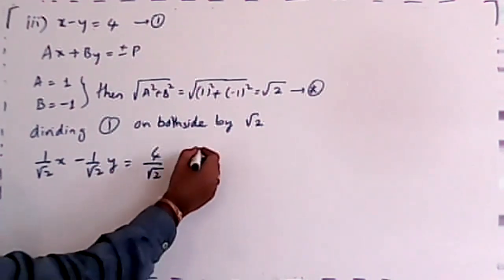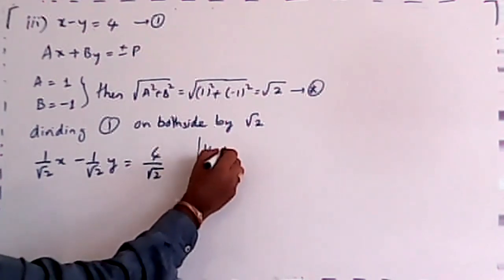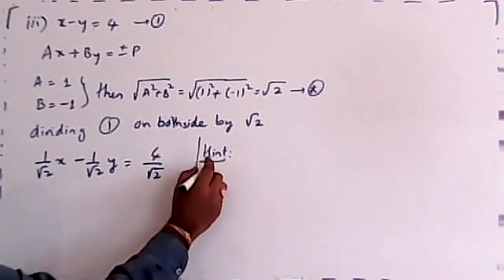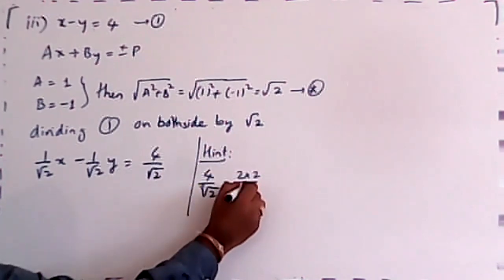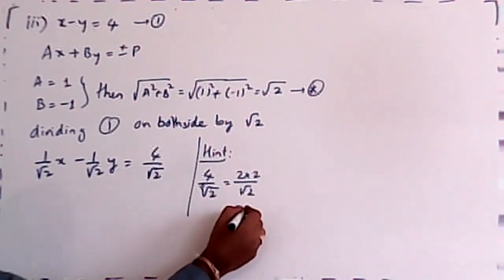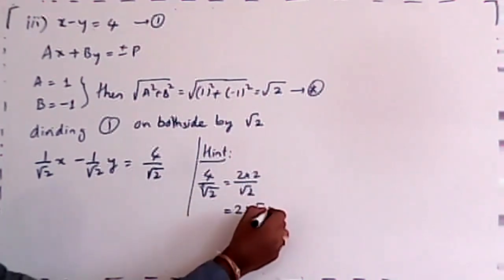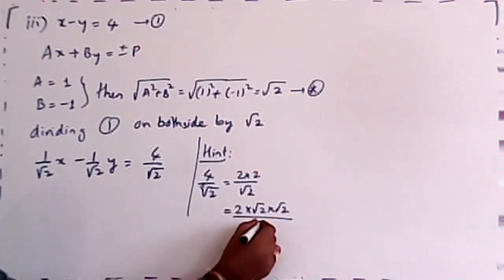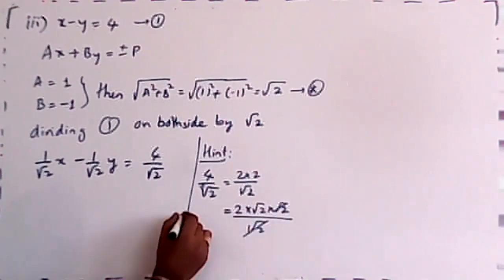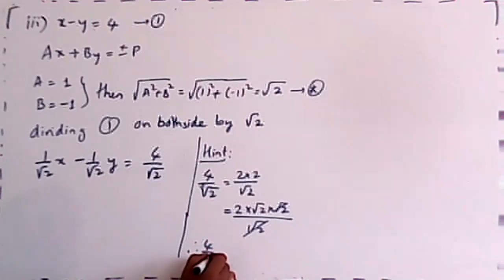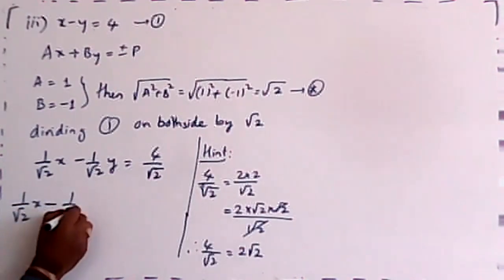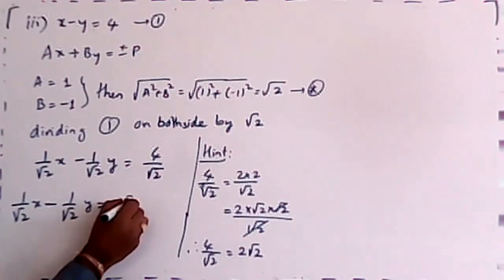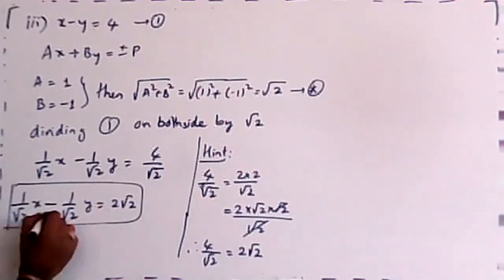I can write 4. I will write a hint here now. 4 by root 2, I can write like this: 2 into 2 by root 2. Again, 2 into 2 is root 2 into root 2. Then I can cancel one root 2 here. Therefore, 4 by root 2 is nothing but 2 into root 2. There I write 1 by root 2 x minus 1 by root 2 into y is equal to 2 into root 2. This I got as the equation here.